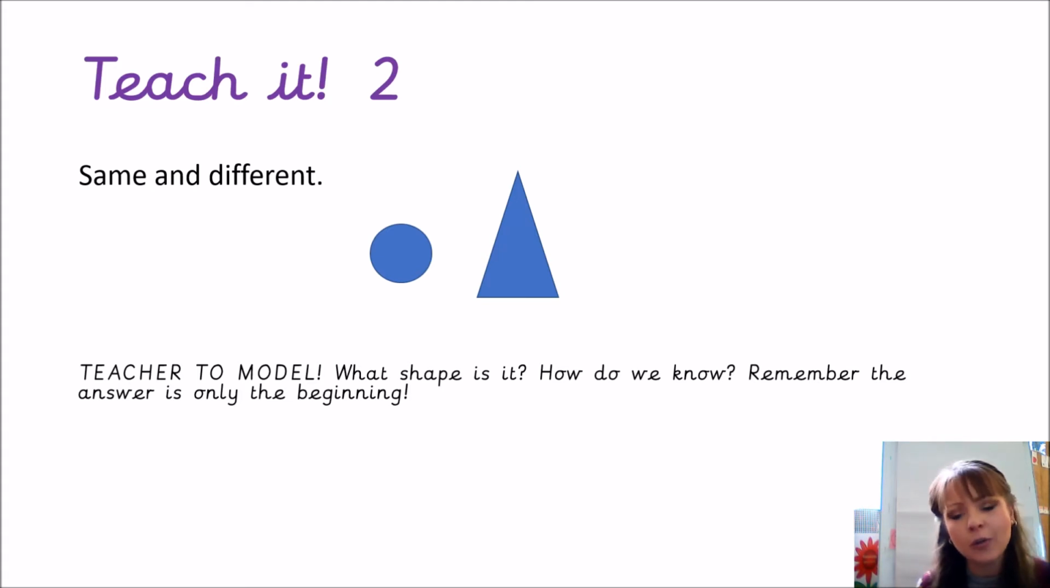Looking at the two shapes that you can see in front of you, what's the same and what's different? We've got a circle and we've got a triangle. I'll give you some time to discuss with your adult. Adult, you can pause the video here, and then I'm going to talk about the similarities and differences.